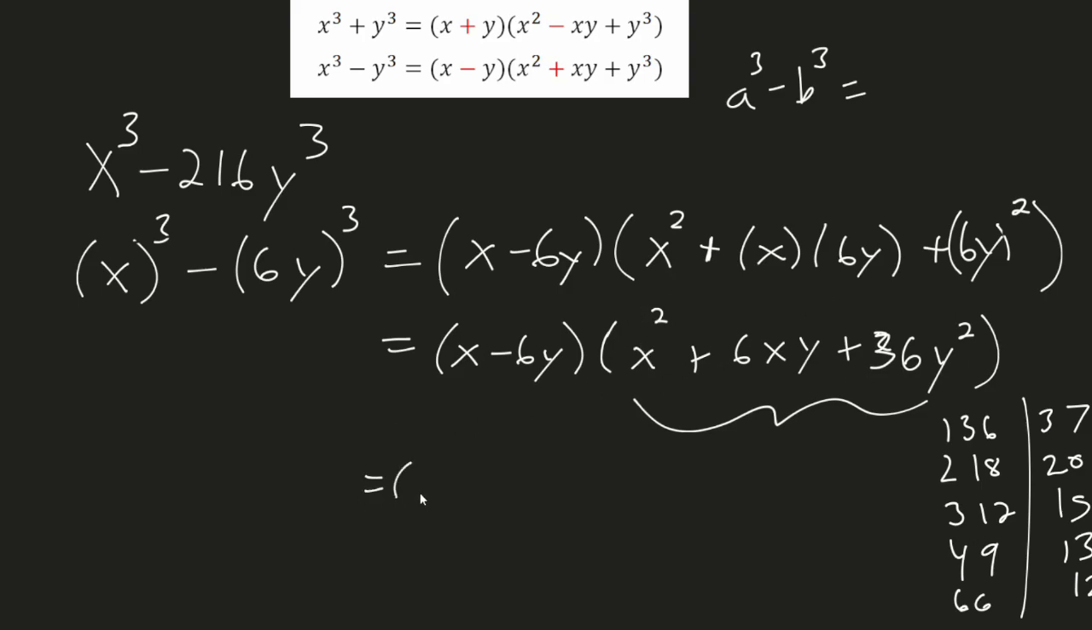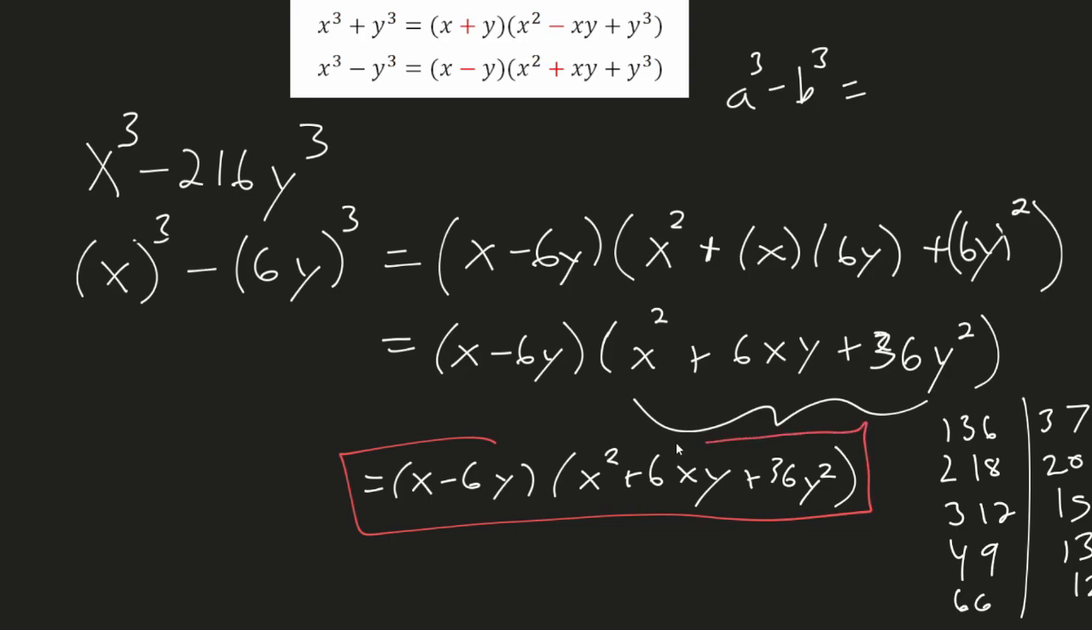So I'm going to rewrite this so it's clean. X minus 6y times x squared plus 6xy plus 36y squared. All right, that's our end result. That's as far as we need to go to consider this in fully factored form. Let me know if you have any questions, right, or any other examples you'd like me to go through.